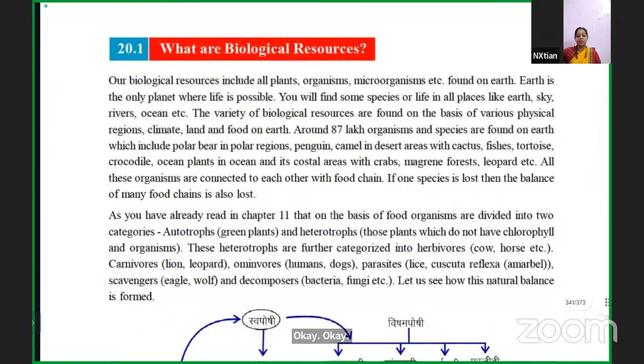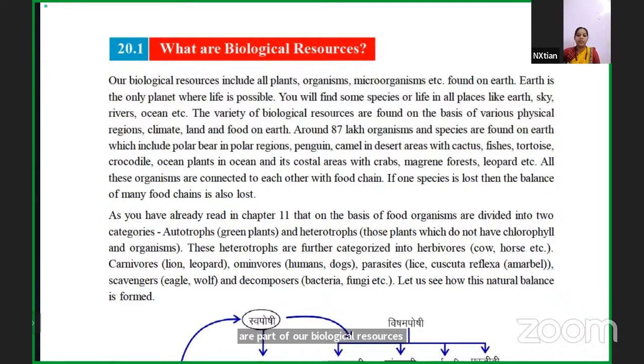So let's start with 20.1 biological resources. Now, what are biological resources? Our biological resources include all plants, organisms, microorganisms, etc., found on Earth. Basically, all the living things that together make up an ecosystem, or that are found in our environment, are part of our biological resources.